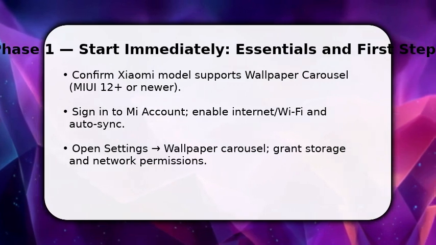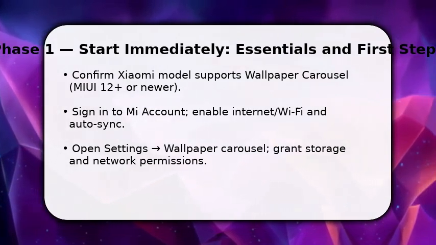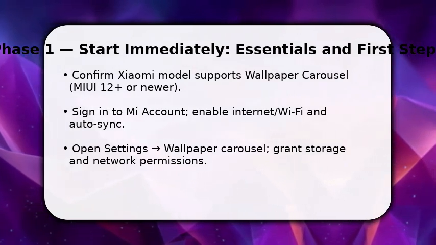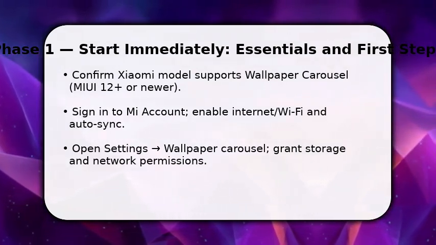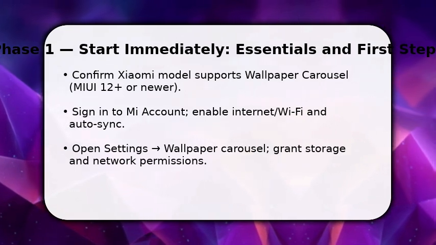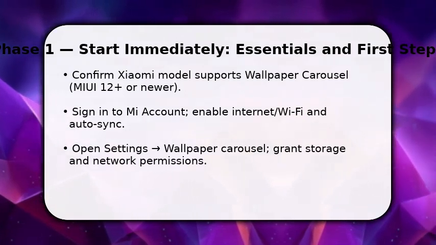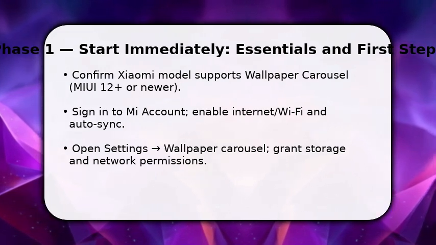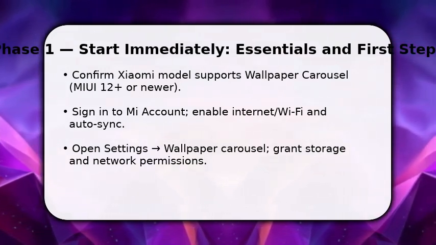Now open Settings, tap Wallpaper Carousel, and grant the app storage and network permissions so it can download and rotate wallpapers. You're starting the process immediately. Do not skip permissions. Without them, the carousel cannot fetch or cache images. After granting access, tap Enable to start the first automatic download and rotation.